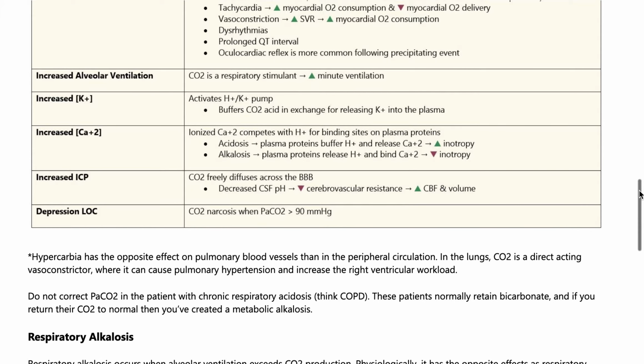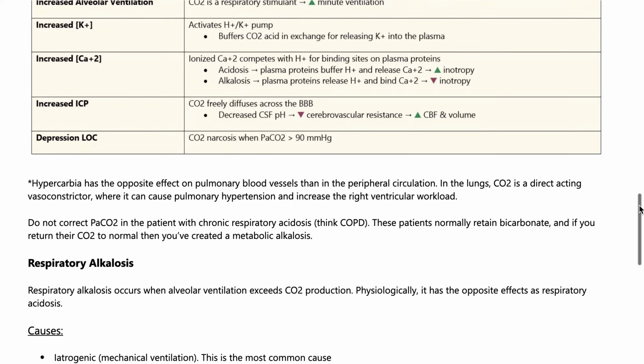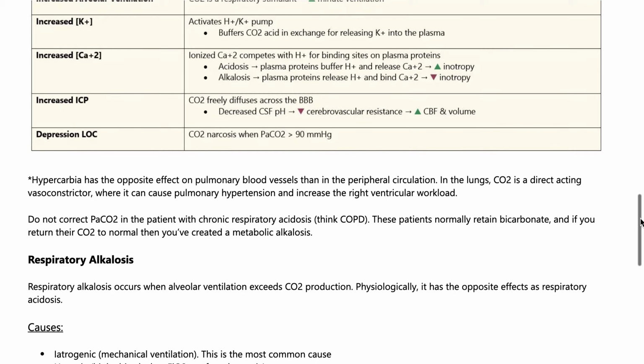Regarding increased ICP and hypercarbia, CO2 freely diffuses across the blood-brain barrier. There's a decreased CSF pH, which decreases cerebrovascular resistance and increases CBF and volume. So it increases cerebral blood flow and the volume. And lastly, hypercarbia can cause a depression or a decreased level of consciousness. So CO2 narcosis occurs when the PaCO2 is greater than 90 millimeters of mercury.